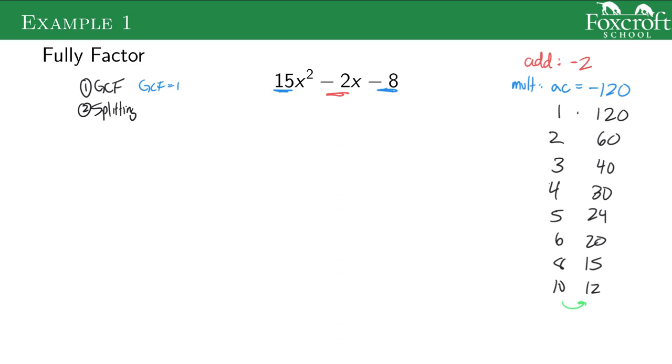And now I want to multiply to -120, so I'm multiplying to a negative. One of them should be negative, and since I want them to add to a negative, the bigger number should be negative. So which of these pairs is going to work? It's the very bottom one, 10 and -12.